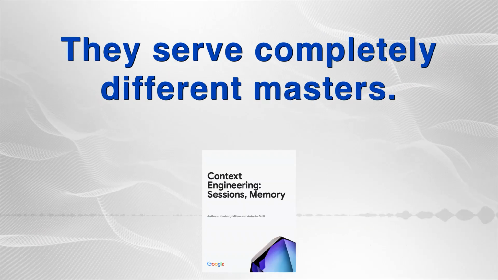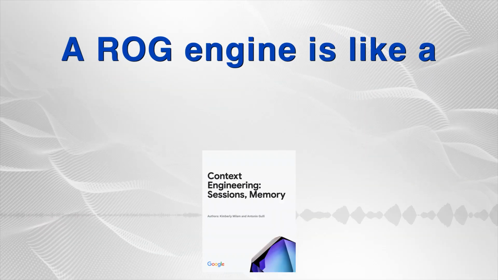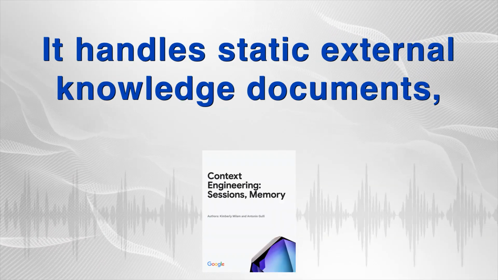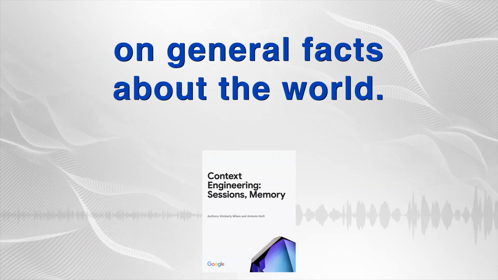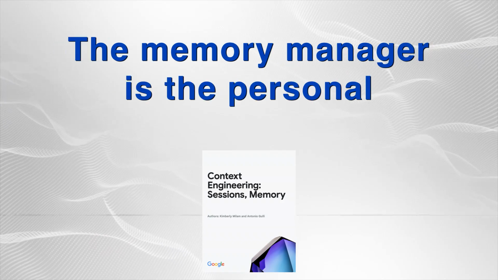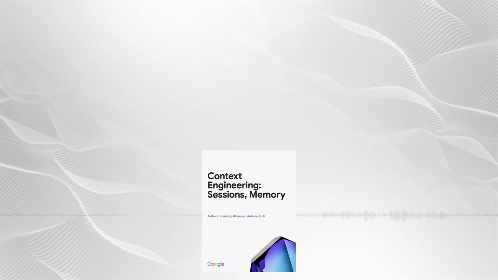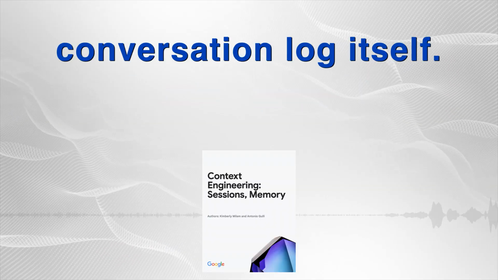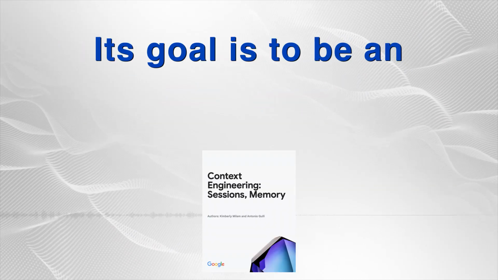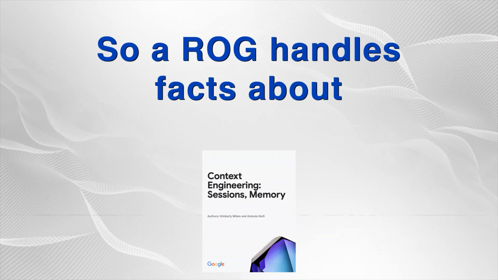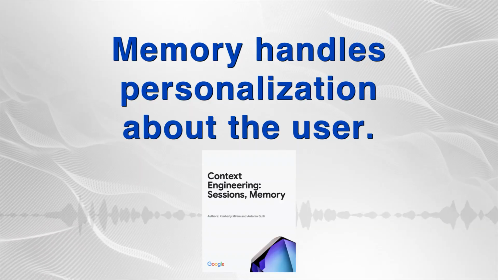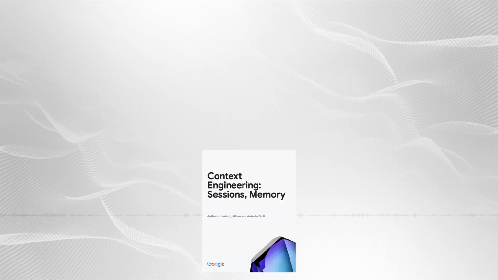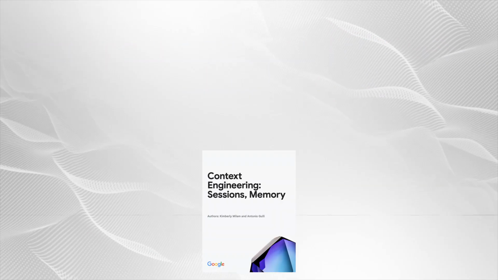They serve completely different masters. A RAG engine is like a research librarian. It handles static, external knowledge documents, PDFs. It makes the agent an expert on general facts about the world. And the memory manager? The memory manager is the personal assistant. Its data source is the dynamic conversation log itself. Its goal is to be an expert on the user. So RAG handles facts about the world. Memory handles personalization about the user. That's the defining difference. Let's look at the structure of that personalized memory.